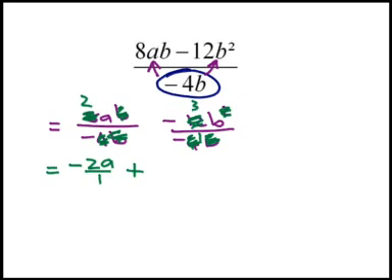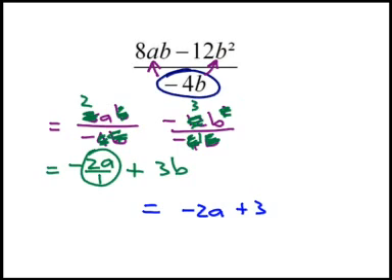That b will cancel with one of the b's above the line, and we'll have 3b, and then we don't have to write that as minus 2a over 1. We can simply write it as minus 2a plus 3b, and that will then be the final answer for that specific fraction.